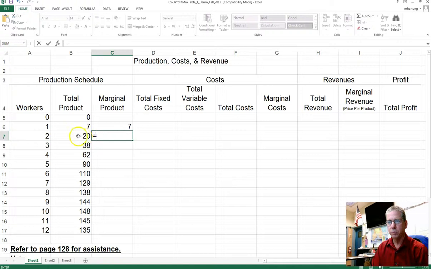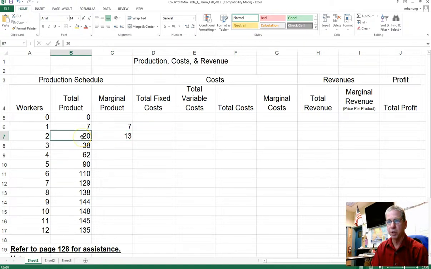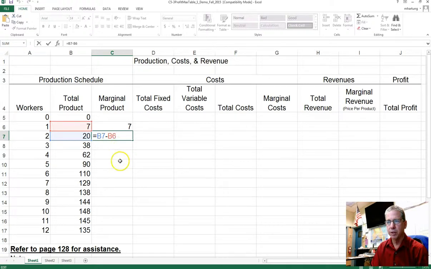Worker number 2, 20 units minus the previous total production gives us the difference of 13. So the marginal product is the difference between the total product of worker 2 and the total product of worker 1. 20 minus 7, there's where your 13 is, and there's that formula again. So you want to do that for all of these 12 workers.